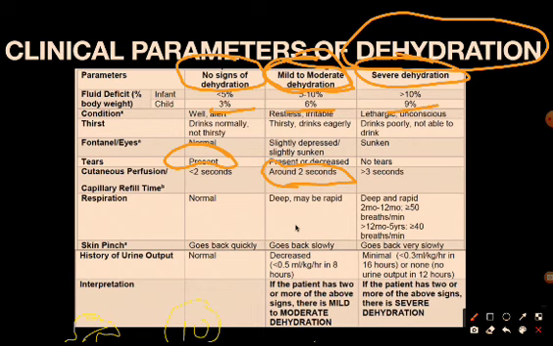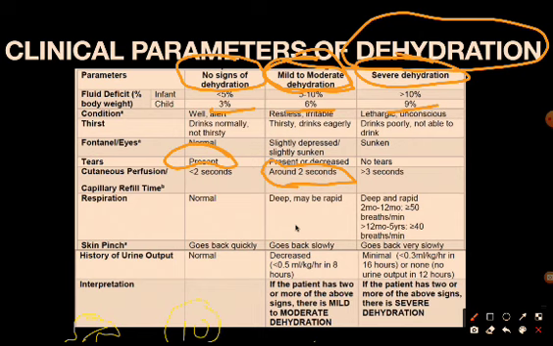Then they drink poorly, not able, or they couldn't drink even. So they have sunken eyes. They don't have tears. They have more than 3 seconds capillary refill time. There's deep and rapid respiration. And 2 months to 12 months, more than or equal to 50 breaths per minute.